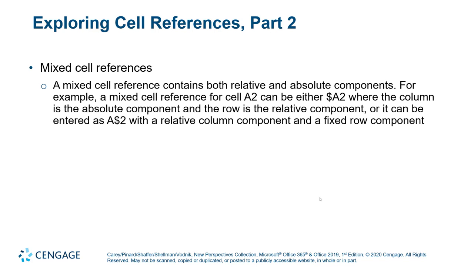Mixed cell references. A mixed cell reference contains both relative and absolute components. For example, a mixed cell reference for cell A2 can either be $A2, where the column is the absolute component and the row is the relative component, or it can be entered as A$2 with a relative column component and a fixed row component.